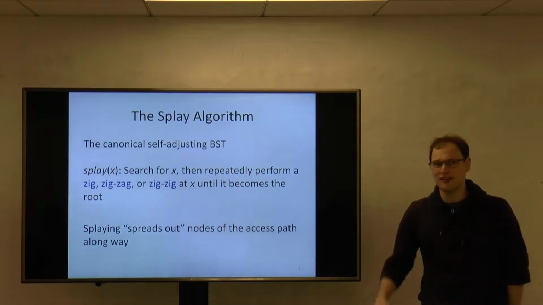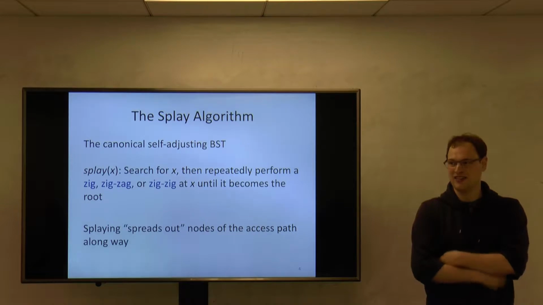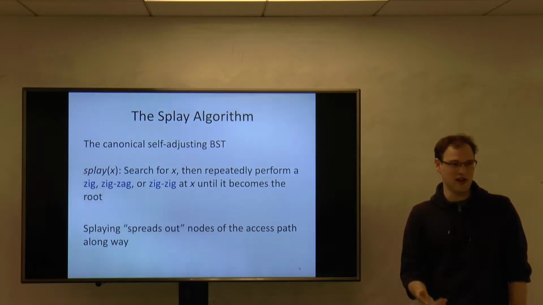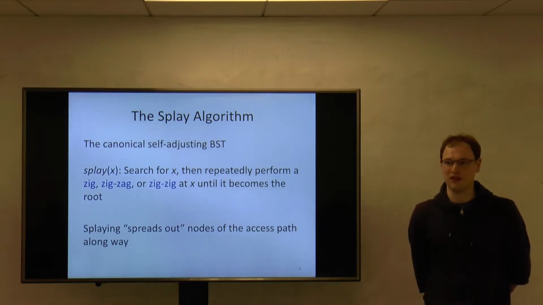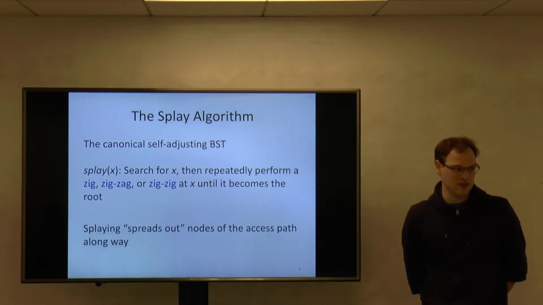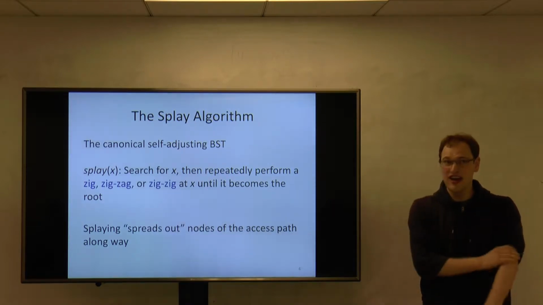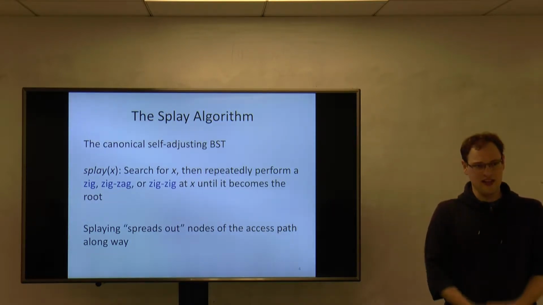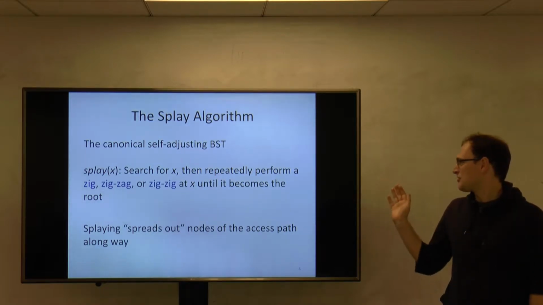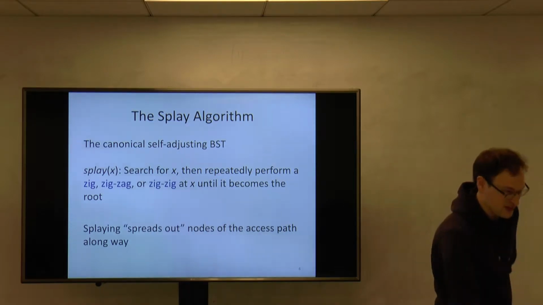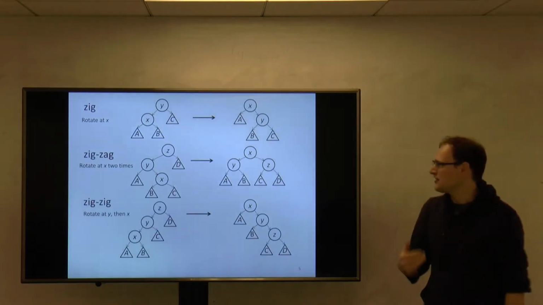So splaying is an algorithm that adjusts the tree at every access. And what you do is you do a binary search for your node x, and when you find it, you move it to the top of the tree via a sequence of splay steps, and along the way, it spreads out the nodes along the access path. And the steps are called zig, zig-zig, and zigzag, and they're as follows.